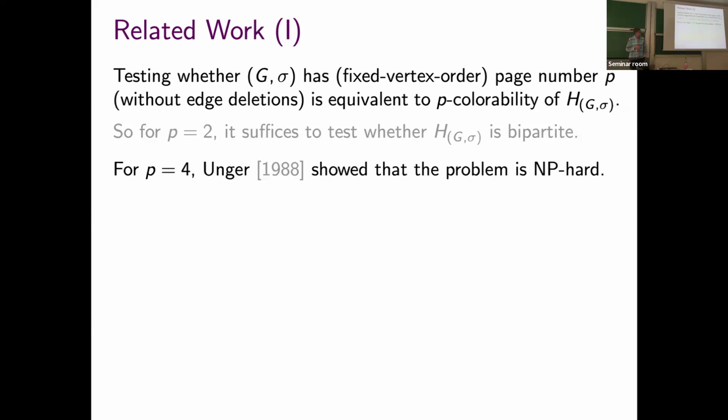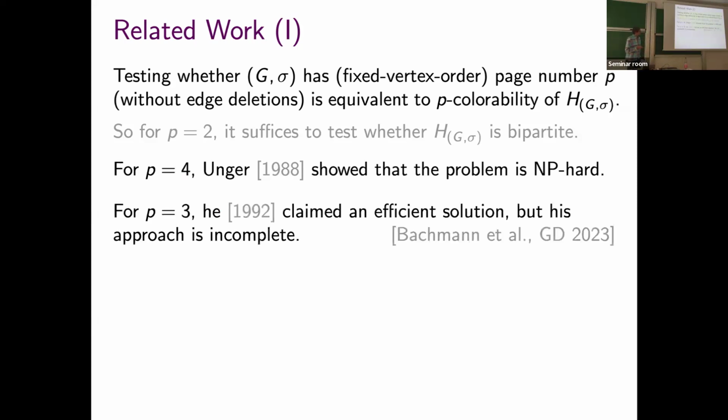For 4 pages, it's already known that the problem is NP-hard. And the same author claimed an efficient solution for the case p equals 3, so 3 pages: just testing whether you can map all your edges to 3 pages such that no page has any crossings. But recently, some people have gone through this old article and have found several gaps in the proofs. Okay, so this is still open.